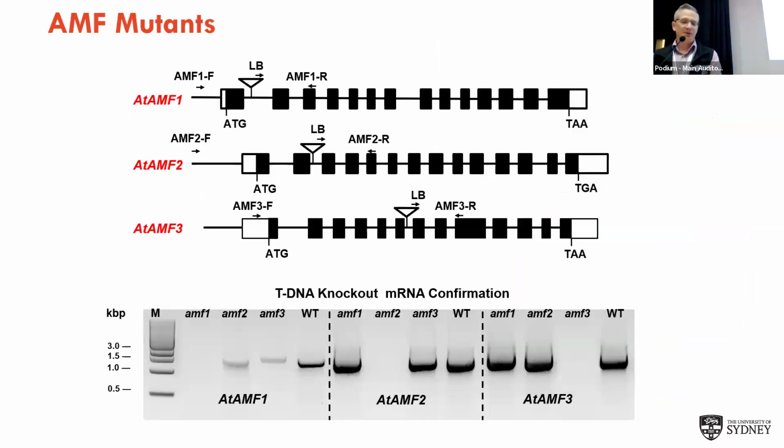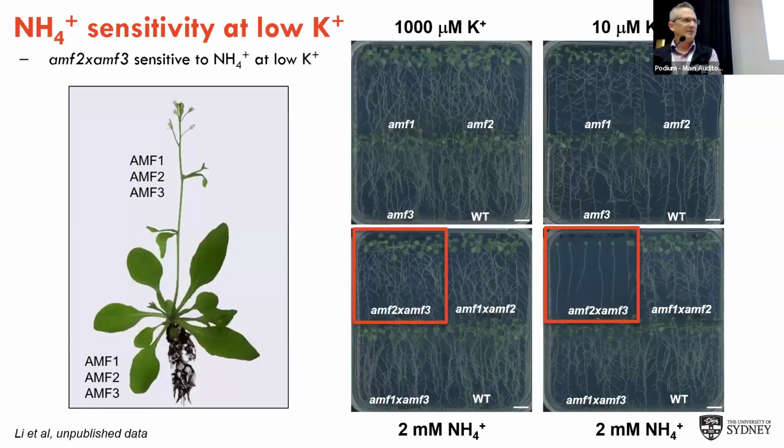We've identified mutants for these 3 genes in Arabidopsis, and we spent a lot of time making sure these mutants are really clean and backcrossed. So if you remove the functional activities of these 3 genes, you get some interesting phenotypes. Collectively, on low ammonium concentrations at low or high potassium concentrations, the only mutant combination that showed a phenotype was the double knockout of AMF2 and AMF3. So plants grow really poorly at low potassium, but can be recovered at high potassium on 2 millimolar ammonium.